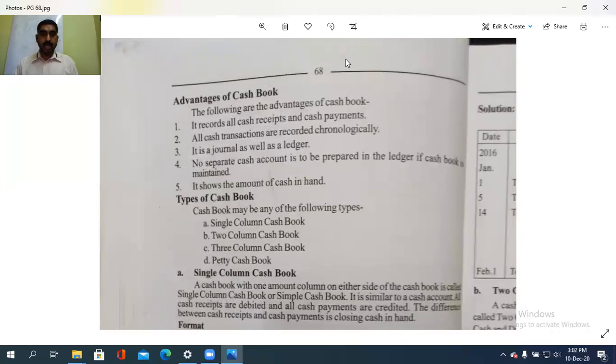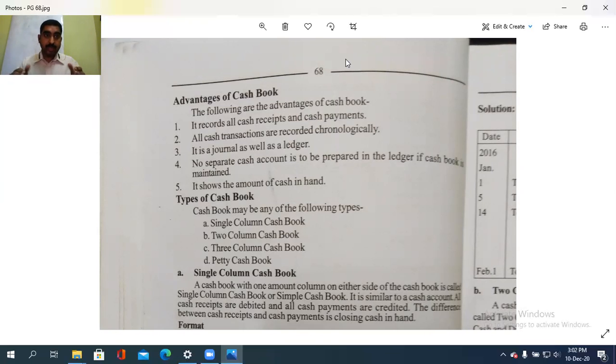The following are the advantages of a cash book. It records all the cash receipts and payments. All the cash transactions are recorded chronologically, in the order of their occurrence. It is a journal as well as a ledger. The source document is entered in the journal as a journal entry, and later on it is posted to the ledger. No separate cash account is to be prepared in the ledger if the cash book is maintained, and it shows the amount of cash in hand. So these are the advantages.